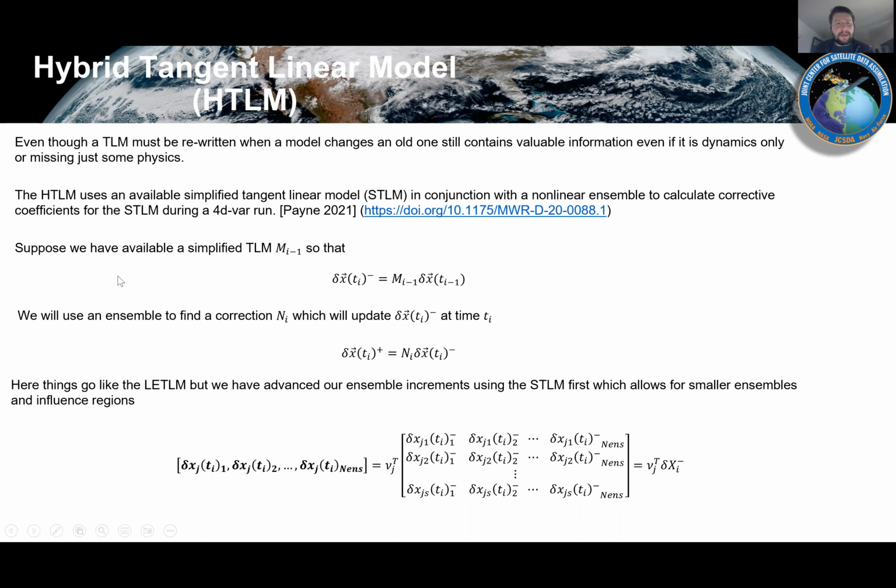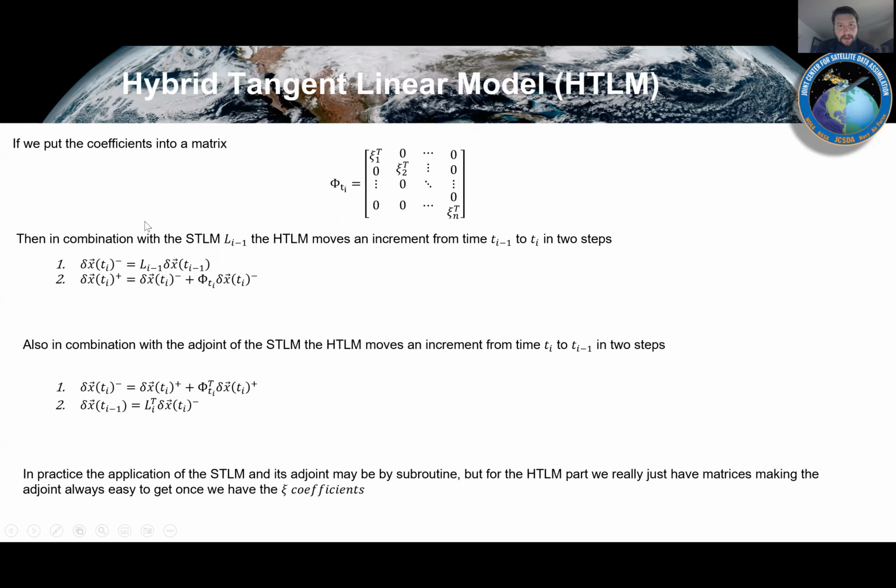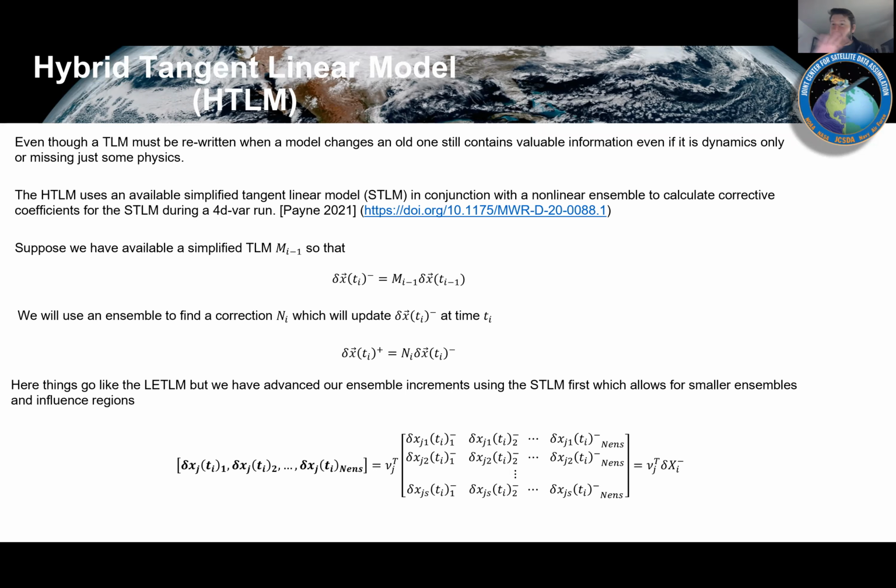So the general idea is that suppose we have a simplified TLM, which I can refer to as the STLM, but that's whatever rough tangent linear model you have. In order to build a better tangent linear, what we do is we take the simplified one, call that M here. We use that to forward an increment in time. So I go from i-1 to time i, but I put a little minus here, which is saying this is the one done by the poor tangent linear model, the incomplete tangent linear. Then we use the ensemble method to find a matrix that would then update that rough estimate of what the increment should be at the new time to a better estimate using the nonlinear ensemble.